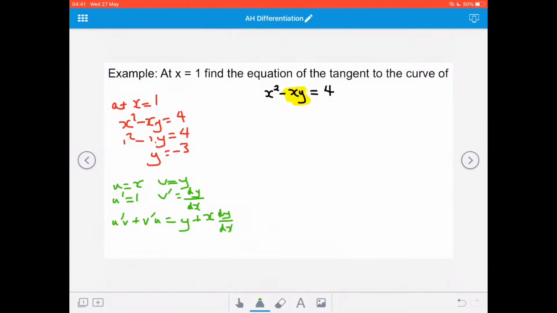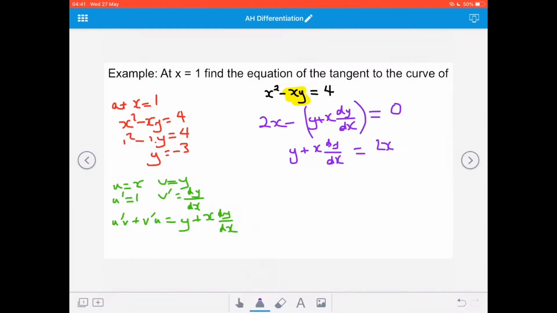So now we're going to substitute that in, and we're going to differentiate the rest of that implicit function. So the x squared is going to give us 2x minus, and we're going to put it in brackets because of that negative, y plus x times dy by dx, and equals 4 differentiates to 0. Now we can get rid of that negative by adding that bracket to both sides. So that gives us y plus x times dy by dx is going to equal 2x.